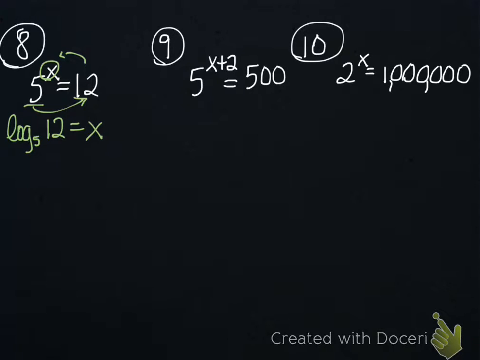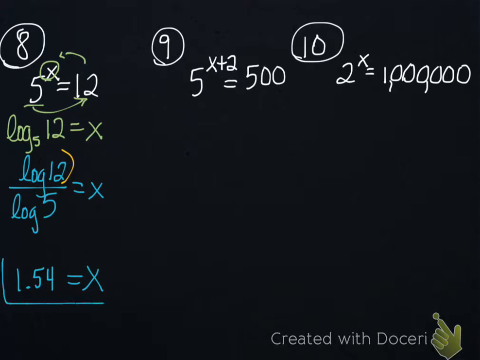Okay, now let's do change base so we can plug it in the calculator. The base is 5. It goes to the bottom. The argument is 12. It stays on top. Log 12, close the parenthesis, divided by log 5 equals 1.54.